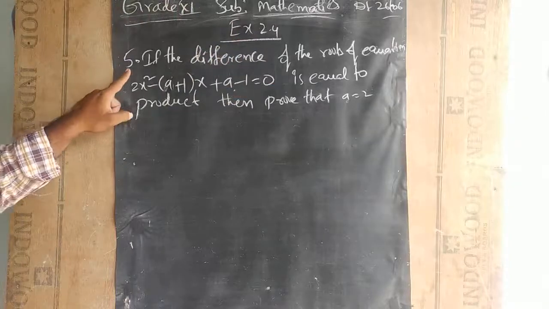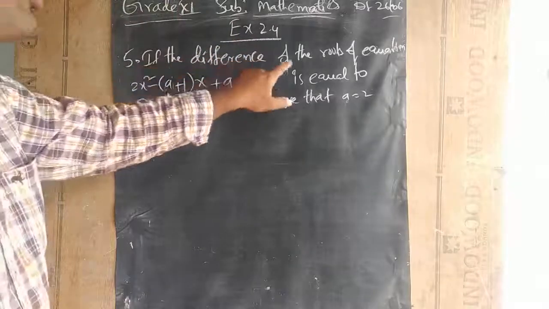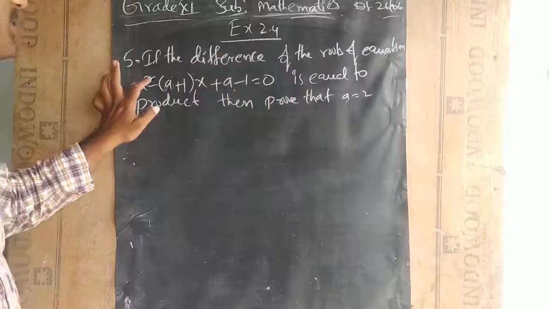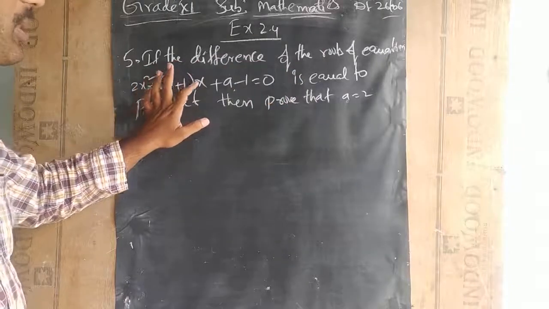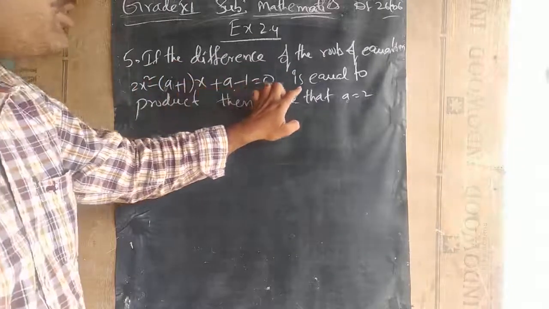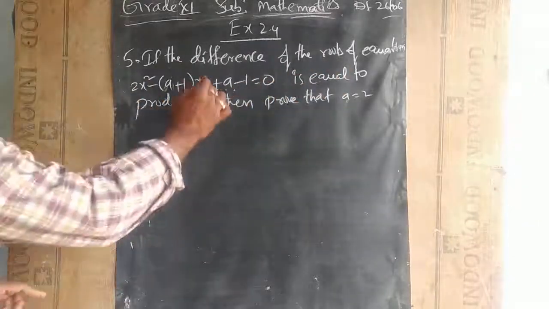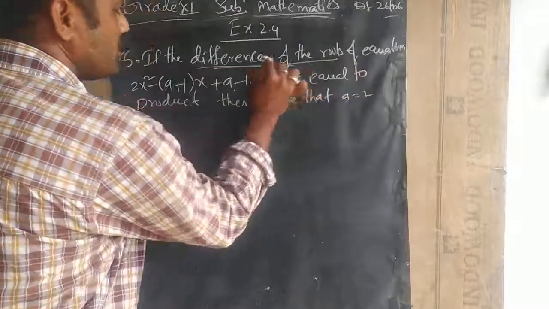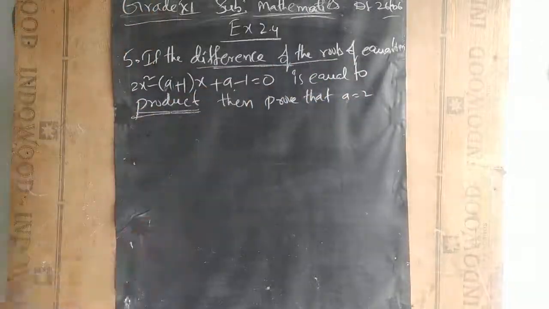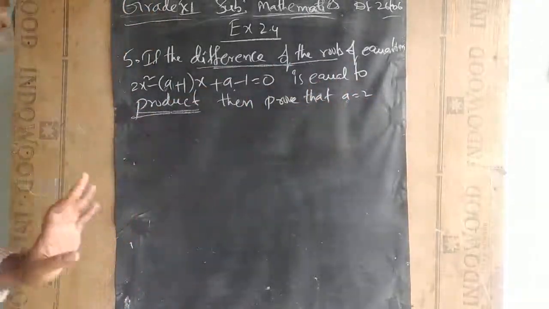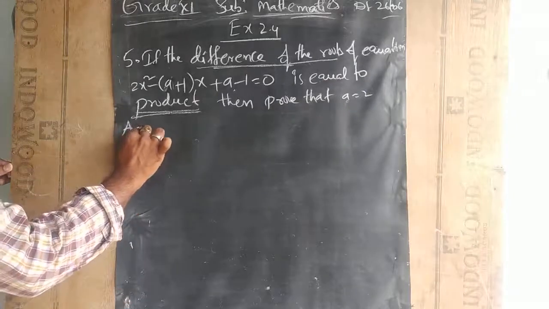So fifth question: if the difference of the roots of the equation 2x² − (a + 1)x + a − 1 = 0 is equal to the product, then we need to prove that the value of a is 2. Means he is saying that the difference of the roots is equal to the product. Let us see how to do this.